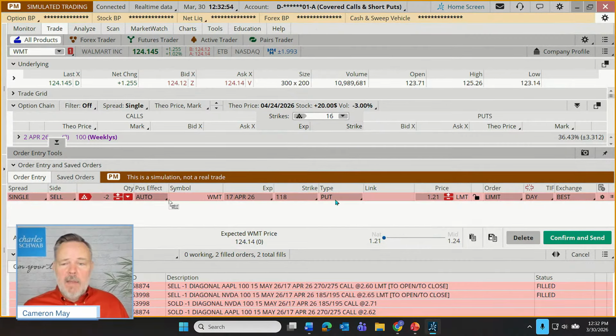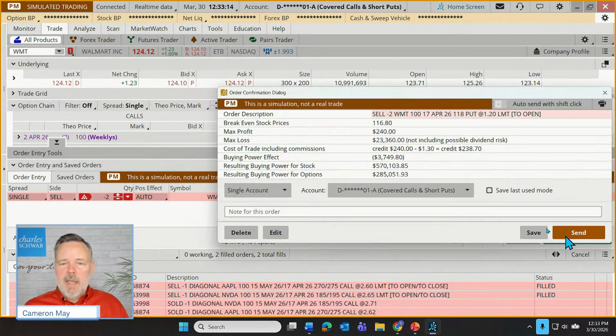And in exchange for taking on that obligation, it looks like we might be able to collect in the range of $1.20, $1.21 per share. That might be about $240-ish across 200 shares. How about we just say that? Let's say that we're willing to settle for $1.20 per share on the 200 shares. And let's click confirm and send.